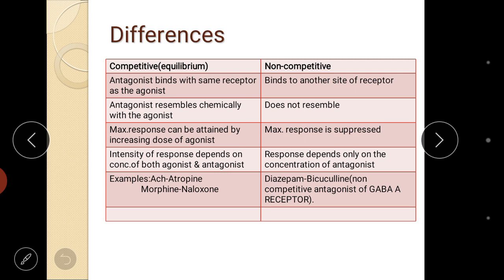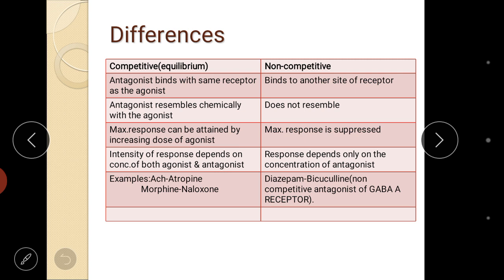Examples for competitive: acetylcholine and atropine, which I already discussed. The next one is morphine. Morphine is an opioid analgesic. The antidote or antagonist that we use in case of morphine poisoning is naloxone.